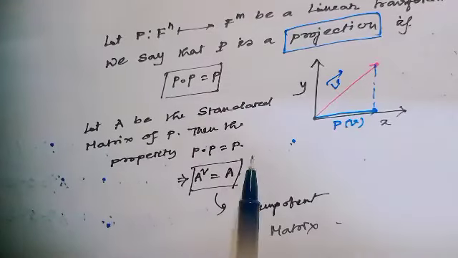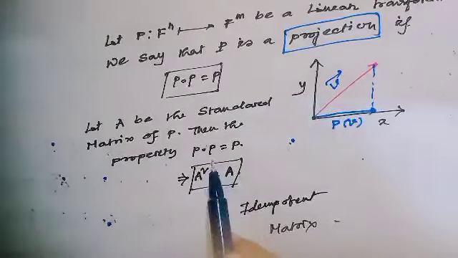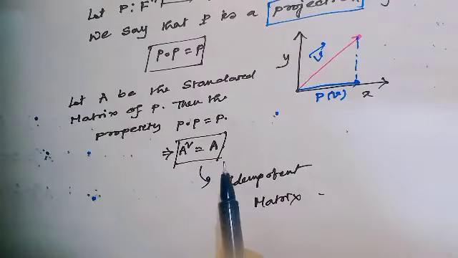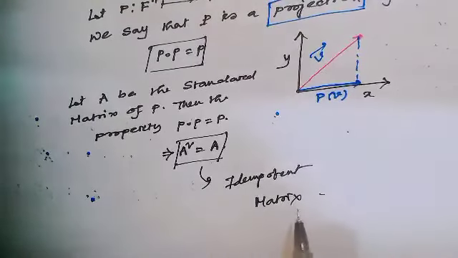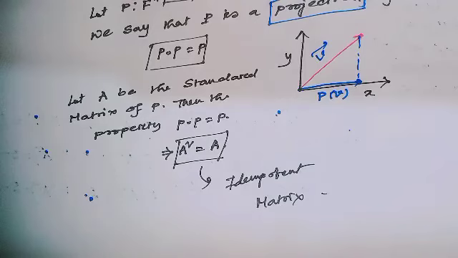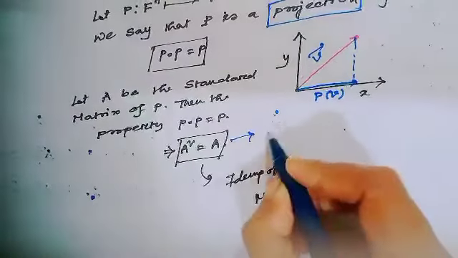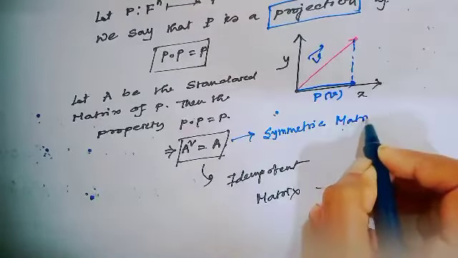Consider A be the standard matrix of P. Then P compose P transforms to A square equal to A, and if A square equal to A, then the matrix A is called an idempotent matrix. Are you getting what an idempotent matrix is? A very important property: when A square equal to A, then this matrix is called an idempotent matrix. And this matrix is always a symmetric matrix. Are you getting? Oh well.